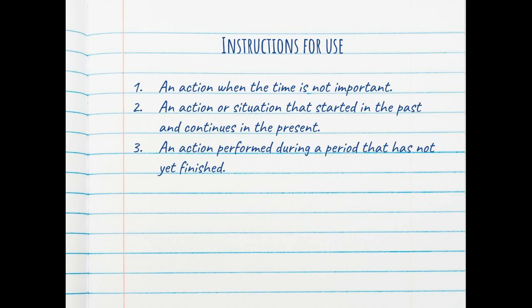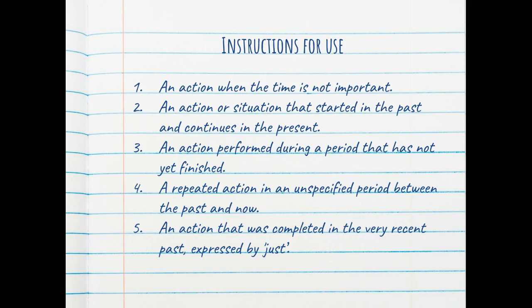It can also be an action performed during a period that has not yet finished. Again, it can be an action that started in any moment in the past and it's still occurring. A repeated action in an unspecified period between the past and now. And finally, an action that was completed in the very recent past and we express it by adding just to the sentence. Okay, so these are the 5 different ways in which we can use the present perfect.